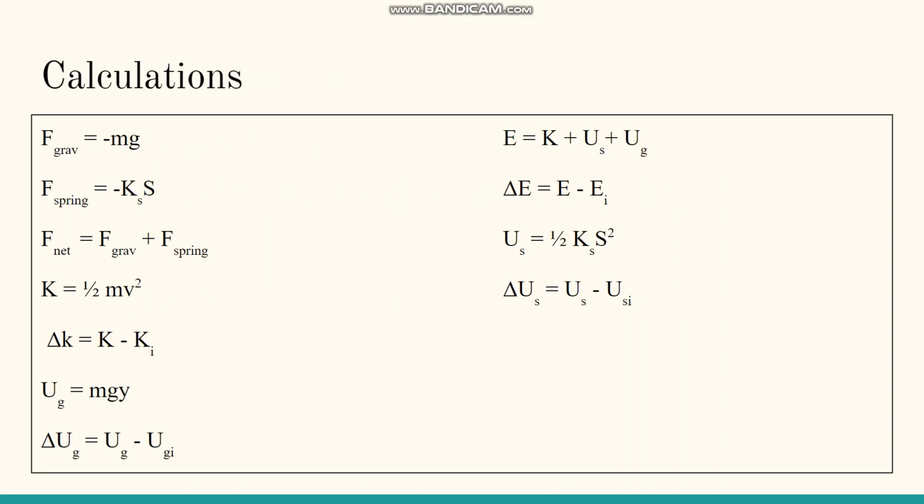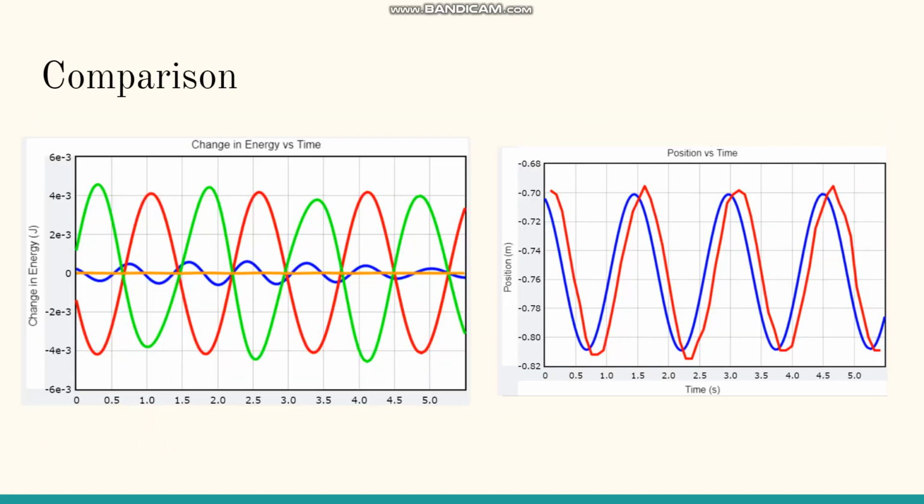Here are my calculations for force and the 3 types of energy used in the lab. Force is just equal to the force of gravity plus the force of the spring for this system. And on the left, I have my graph of the change in energy. This graph looks correct because as the positive energy increases, so does the negative energy. So whenever the kinetic energy is higher, that also means that the potential energy is going to be lower, so that they always balance out.